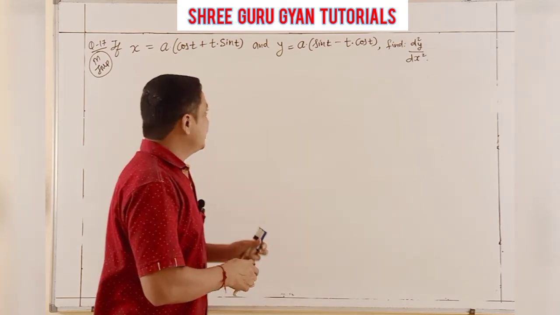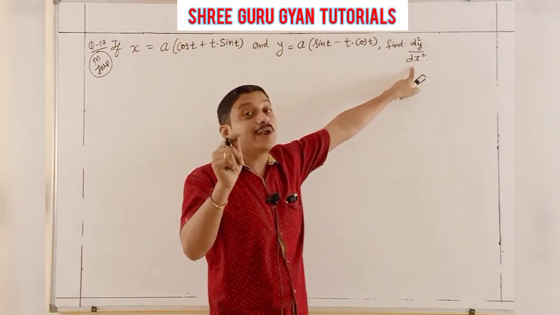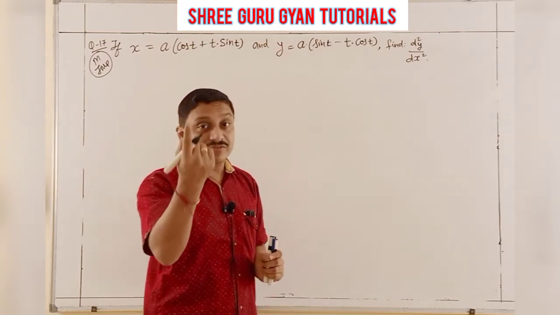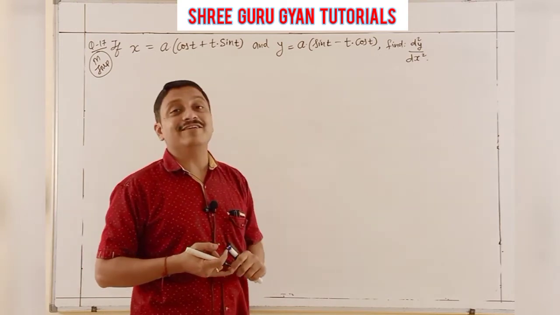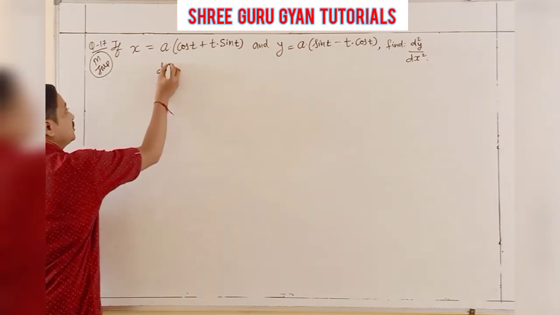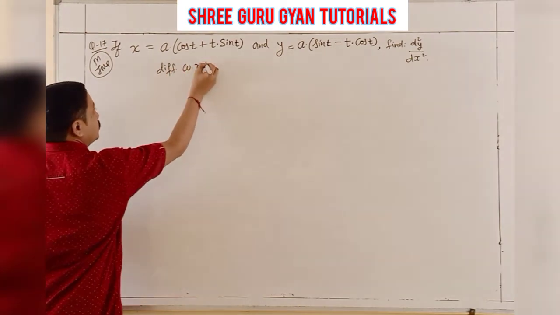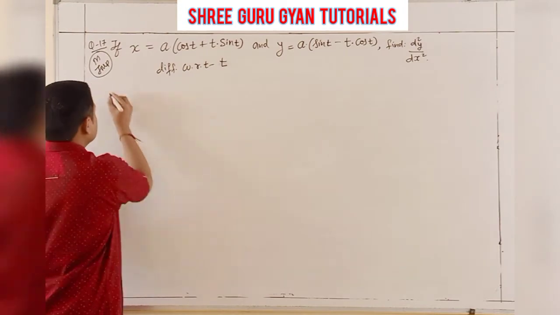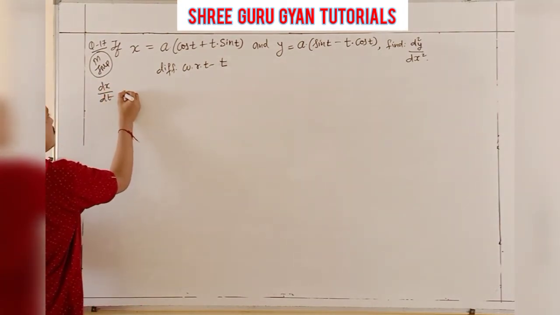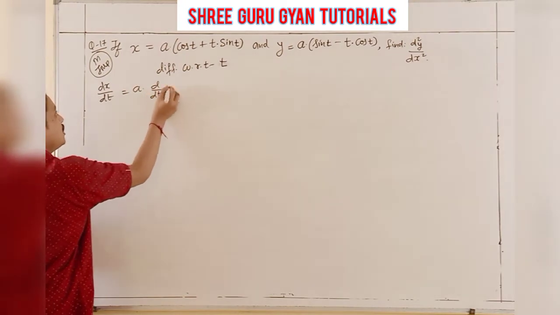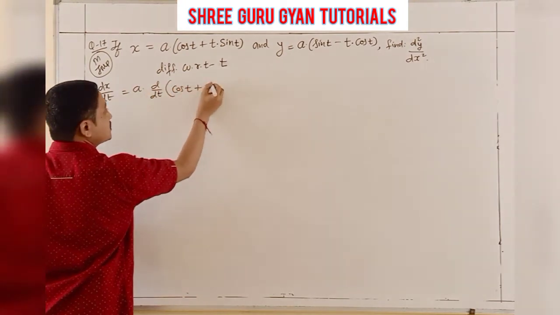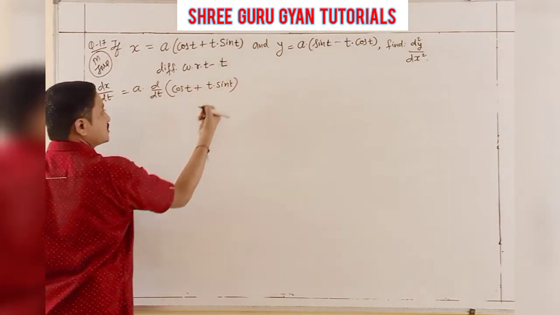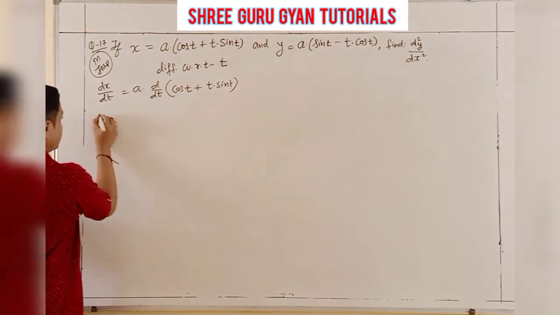Okay? So here also it is asking with respect to t, but d square y by dx square. So first I find out with respect to t, after that the first derivative and then the second derivative. So first of all, differentiation with respect to what? t, because t is your given parameter. So dx by dt, we have a d by dt of cos t plus t sin t. And here students, I just start the derivative.